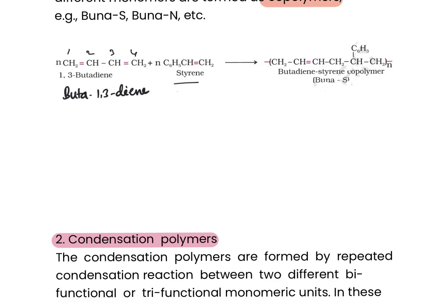Styrene is an IUPAC accepted name and also the common name. This undergoes polymerization and gives Buna-S rubber. This is also known as SBR, styrene butadiene rubber. Here two different monomer units participated in the polymerization process. Therefore, it is called a copolymer.